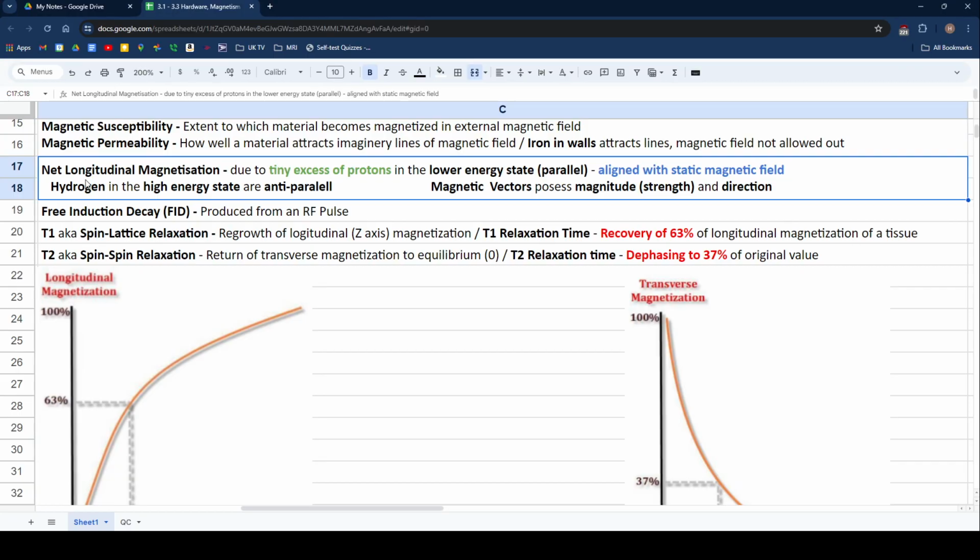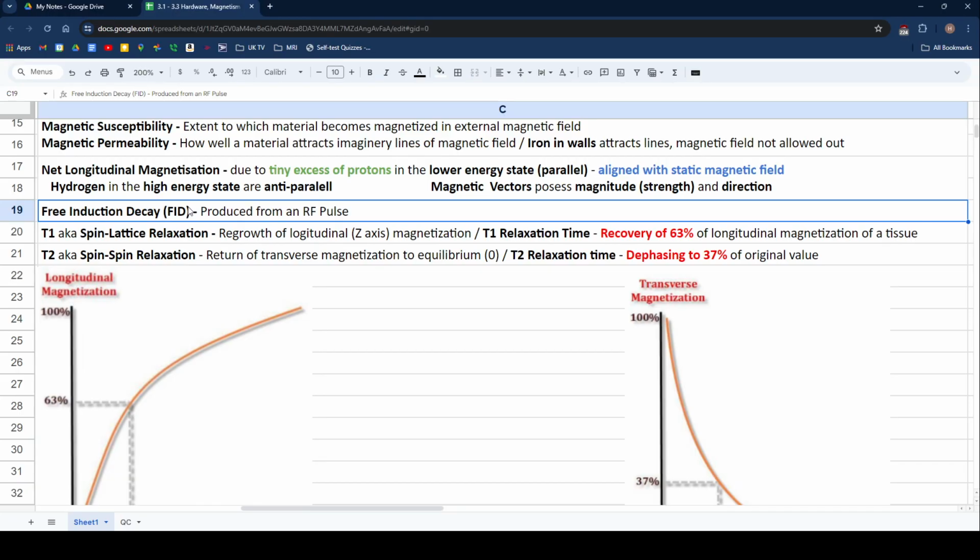The net longitudinal magnetization is due to a tiny excess of protons in the lower energy state, which are parallel. These are aligned with the static magnetic field. Hydrogen in the higher energy state are anti-parallel. Magnetic vectors possess both magnitude, strength, and direction. Free induction decay is produced from an RF pulse.